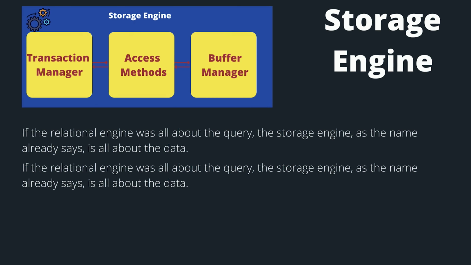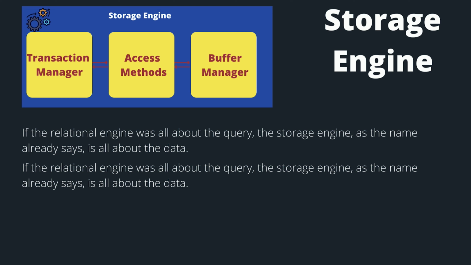Now, let's start talking about the storage engine and the components there. So we have the transaction manager, the access methods, and the buffer manager. Previously, we said that the relational engine takes care of queries. Well, the storage engine on the other side takes care of the data. The only place where there will be some query mentioned here will be on the access methods, which doesn't really even receive the query. It only receives the execution plan, right? So we don't even have a query come here.